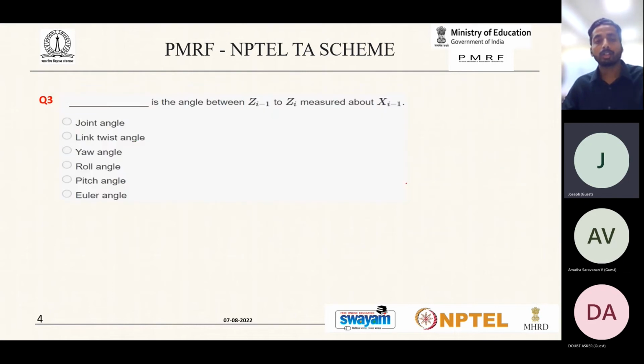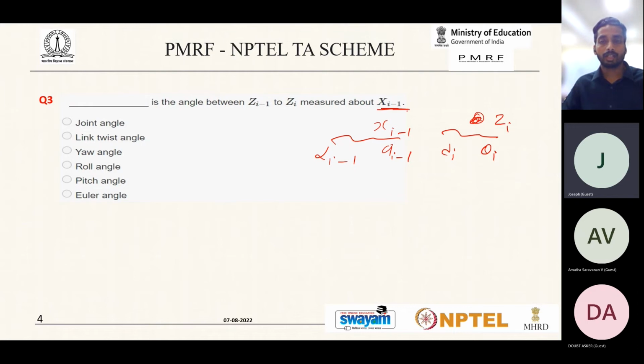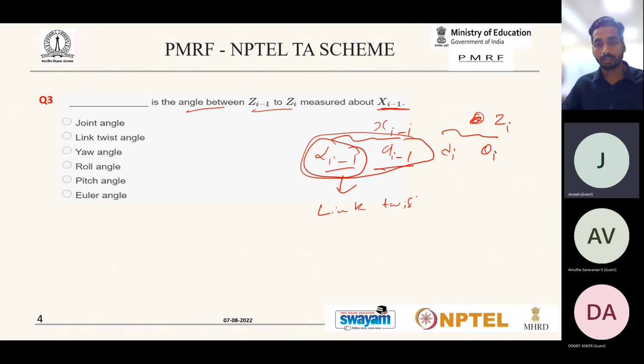Now moving on to the next question. The next question is: dash is the angle between z i minus 1 to zi measured about the x-axis. Again, we have alpha i minus 1, a i minus 1, di, theta i. These two are related to x i minus 1, and these two are related to zi. Here they're asking for the angle between z i minus 1 and zi measured about the x-axis, so we are looking for alpha i minus 1, which is the link twist angle. So the correct answer for this question will be link twist angle.